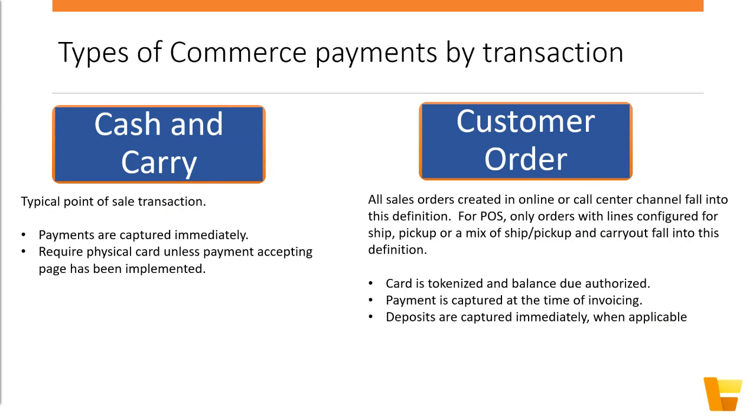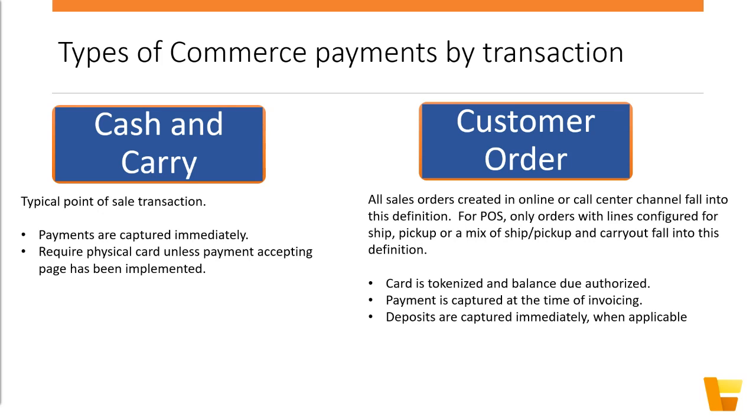So, types of commerce payments by transaction. We've got 2 primary types of transactions and payments associated with those. First is cash and carry. This you can think of as your typical point of sale transaction, where a customer goes into a store, they select goods that they want, they pay for those goods, and the payment is performed, and the customer walks out with those goods. Customer order is a little bit different.